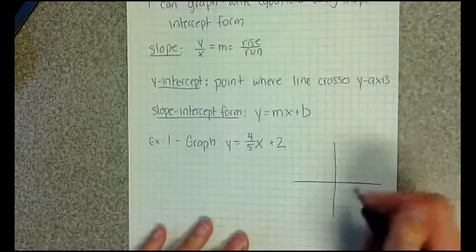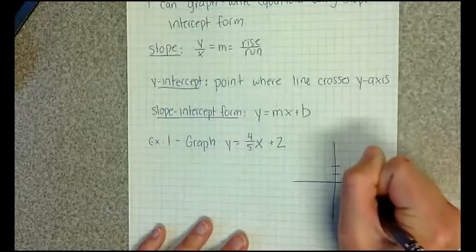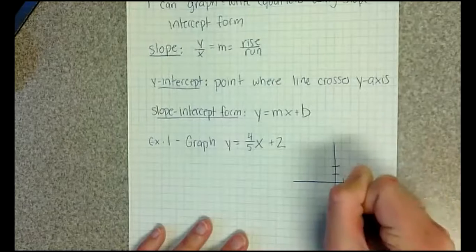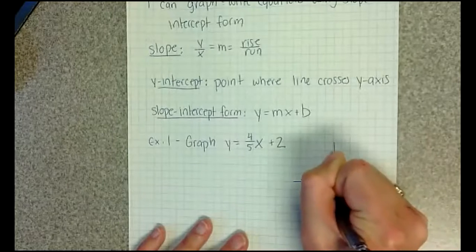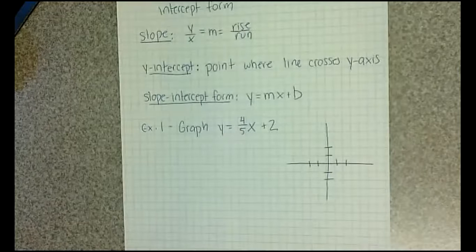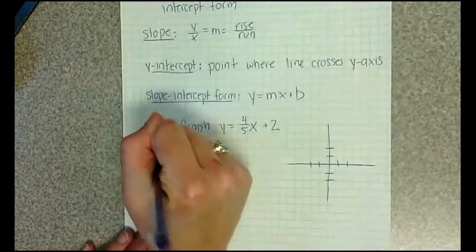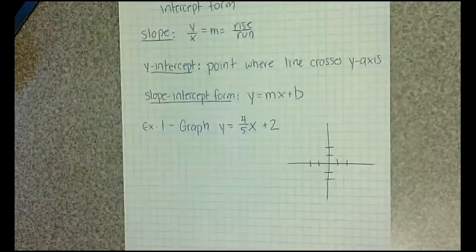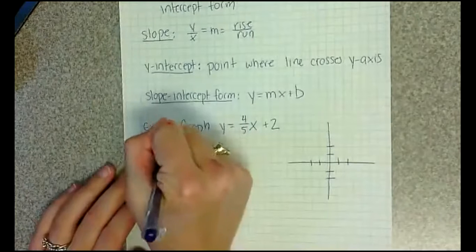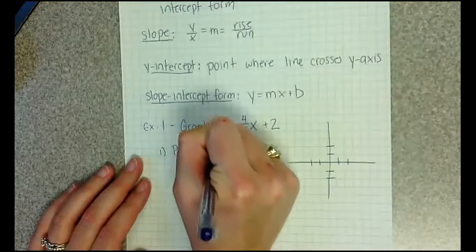And so we're not gonna actually get super descriptive on our graph. I just want 2 points, 2 hash marks. Okay, we're gonna keep it pretty basic. Two steps when graphing a line, pretty easy. Step 1, plot the y-intercept.